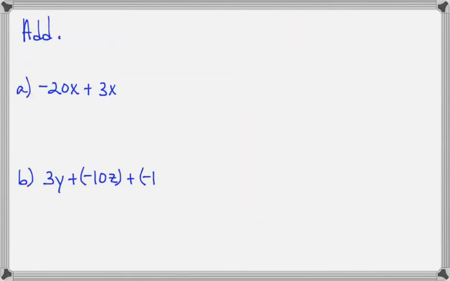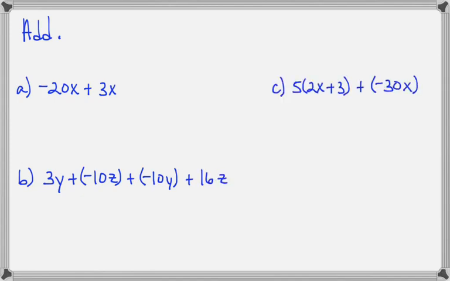And so we're going to look at a few more examples together. Here we go. Negative 20x plus 3x. Now, these are both x terms, so when we combine them, since the signs are different, we'll subtract and use the sign of the larger number. And so we'll have negative 17x.